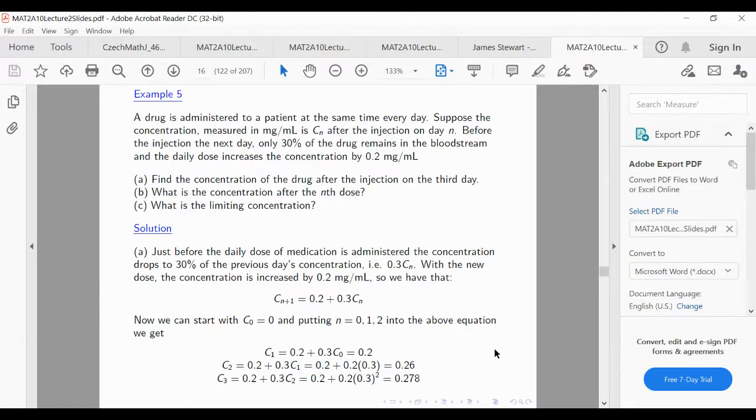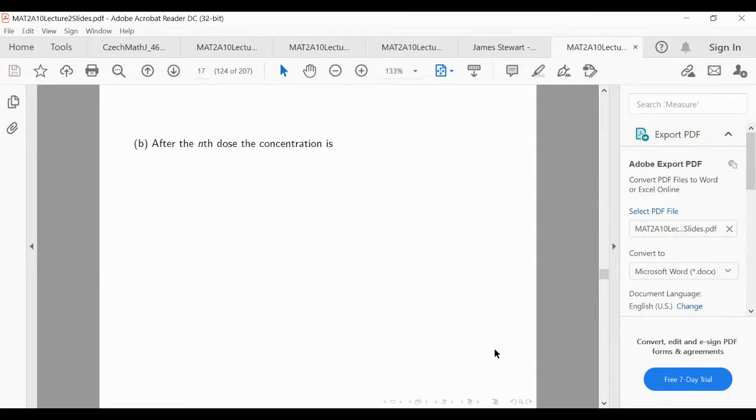C3, same idea. C3 is 0.2 plus 0.3 C2. And if you calculate that, you get 0.278. Okay, what is the concentration after the nth dose? After the nth dose, our expression needs to look like this. Cn is 0.2 plus 0.2 times 0.3 plus 0.2 times 0.3 squared, and so on, all the way to 0.2 times 0.3 to the n minus 1.